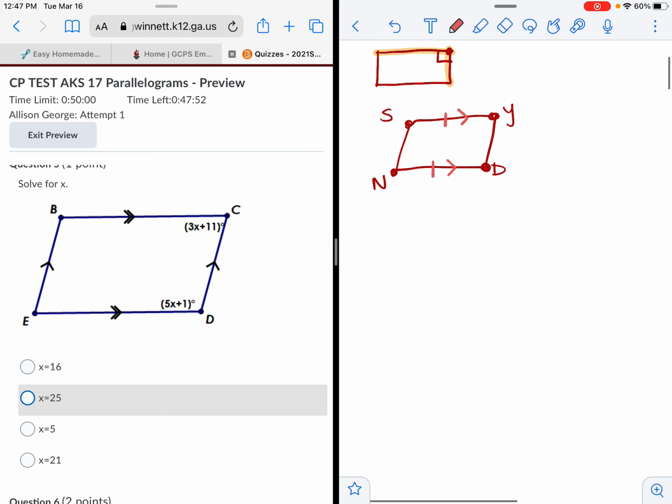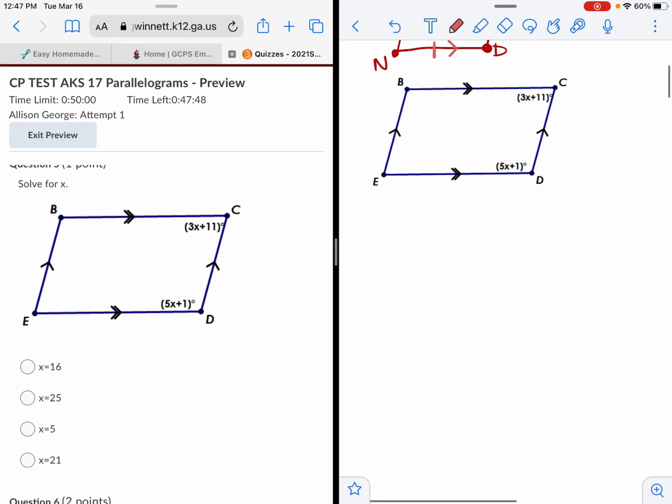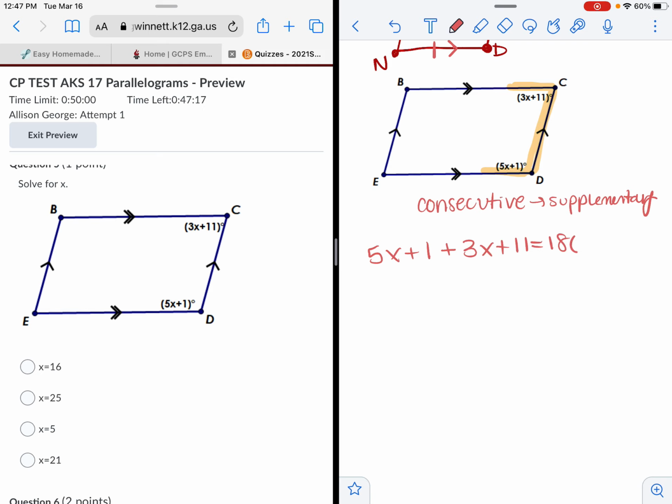In this next one, we have a picture of a parallelogram because opposite sides are parallel. And one of the properties we know is that if two angles are consecutive in a parallelogram, that means they're right next to each other, consecutive angles are supplementary. So that's what we're going to use to solve this. Because they're supplementary, I want to add them together, so 5x plus 1 plus 3x plus 11, and set it equal to 180.